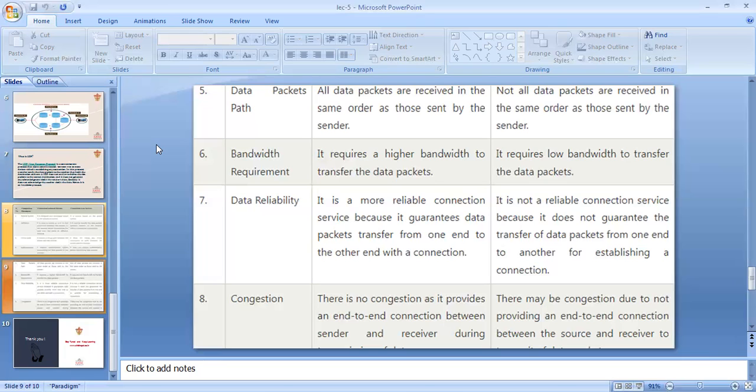So this may be required when the sender wants to send data at very high speed and there is no security issue. So we can send the data by connectionless services.